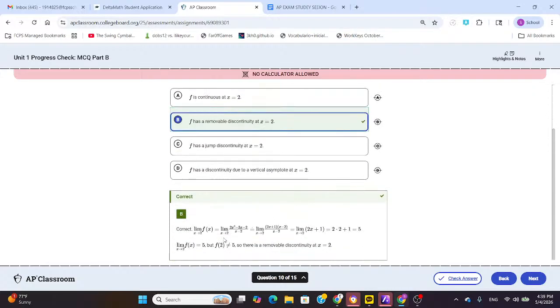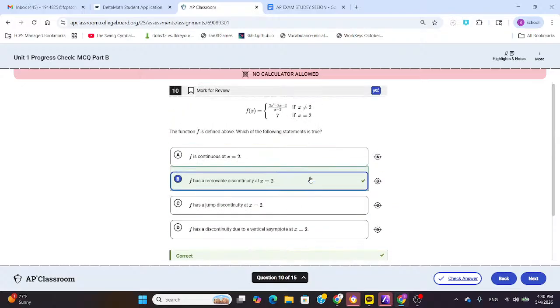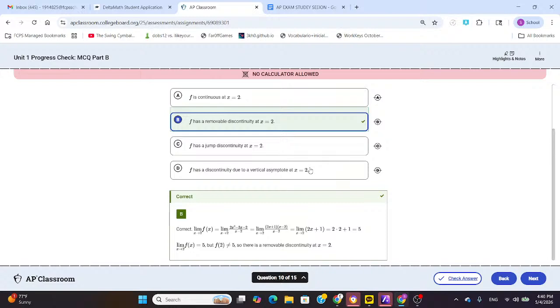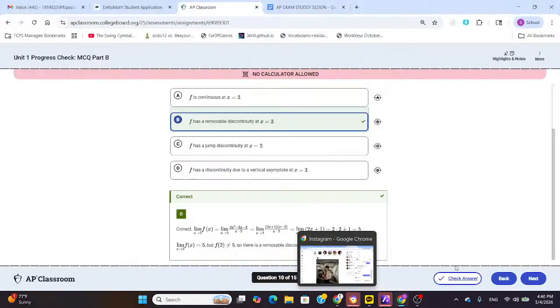The limit as x approaches 2 of f of x equals that, right? So if you plug in, you get 5. But then f of 2 does not equal 5. So it's a removable discontinuity. Oh, so that, okay. All right.